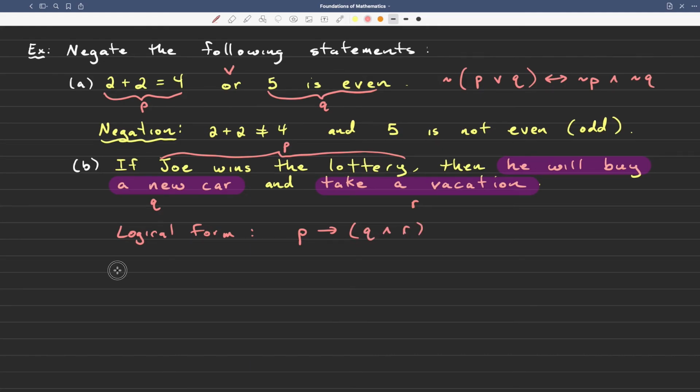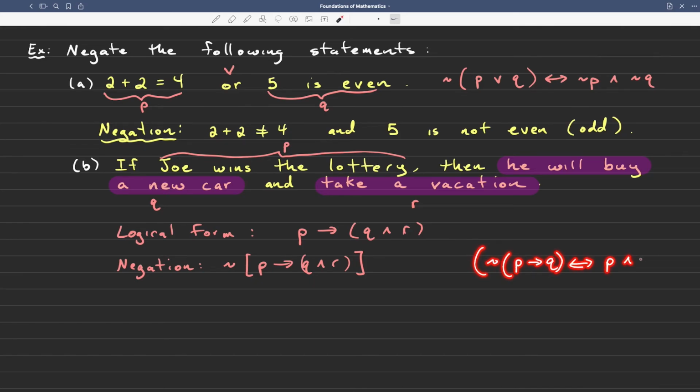So then how do we negate that? Just in its logical form. Sometimes it's easier to do it in the logical form before trying to jump straight to the English form. Negating P implies Q and R. First of all, think about the fact that this is an implication. When you negate an implication, we have an identity, a tautology, that says not (P implies Q) is the same as P and not Q. We want to use the right hand side of this identity to form that negation. So this is going to become P and not (Q and R).